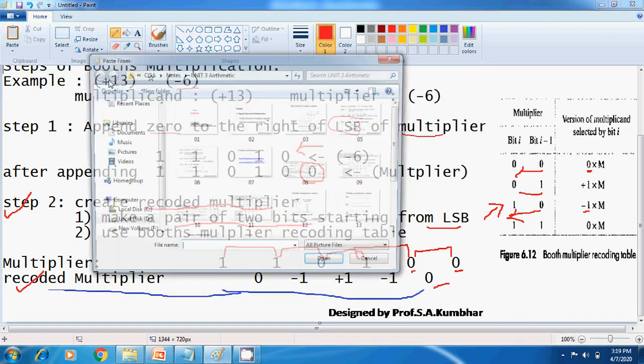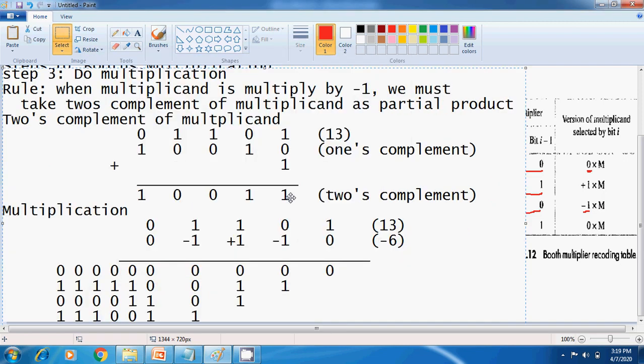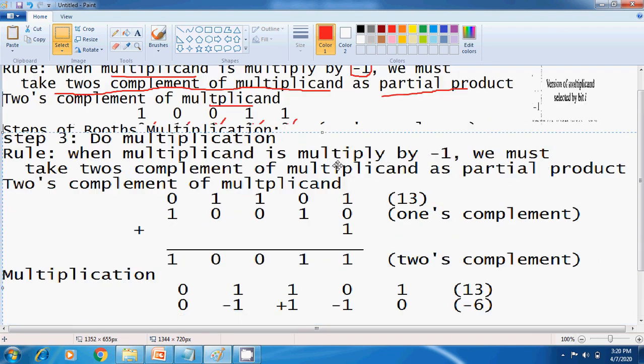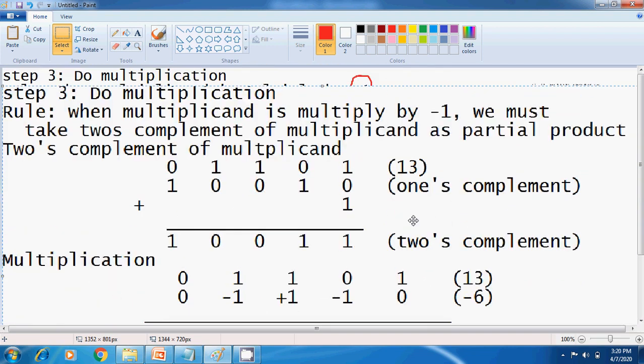The next step is to do the actual multiplication. It is again very simple. In the previous example we discussed it in detail. Let me do the multiplication.